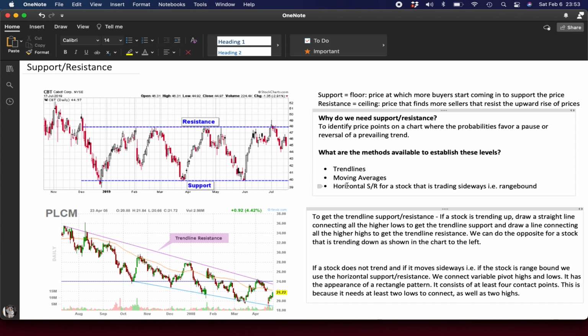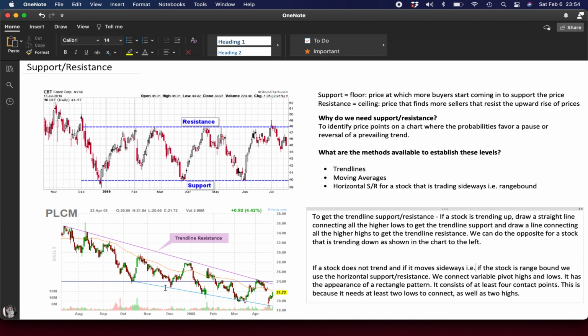Now, to get the trend line support and resistance, if a stock is trending up, you would draw a straight line connecting all the higher lows to get the trend line support, and draw a line connecting all the higher highs to get the trend line resistance. We just do the opposite for a stock that is trending down. What is a stock that is trending down? It makes a series of lower highs and lower lows. So I'm connecting all the lower highs to get the trend line resistance, and all the lower lows are being connected here to get the trend line support.